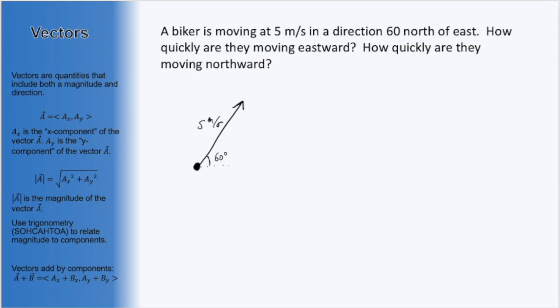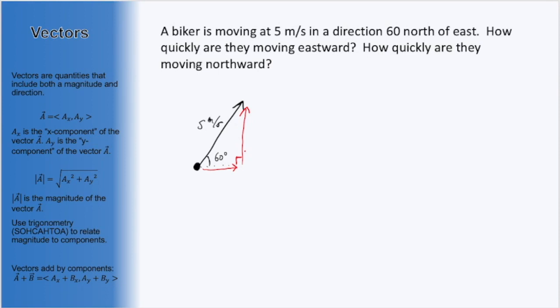This question is interested in how quickly the biker is moving eastwards, or to the right in this case, as well as how quickly they are moving northwards, or in the upwards direction. So in other words, how much of this 5 meter per second arrow is in both of those directions. Whenever we are trying to think about how much of a vector is in certain directions, we break it up into a right triangle, which has some horizontal and some vertical parts to it, which we call components. The original vector is always the hypotenuse of the right triangle you draw using these components.